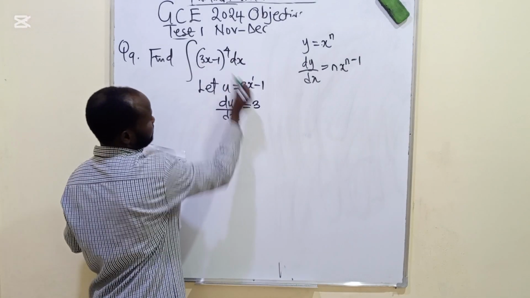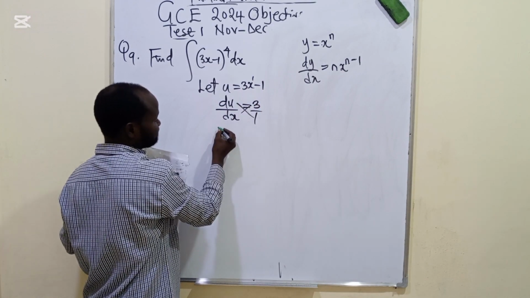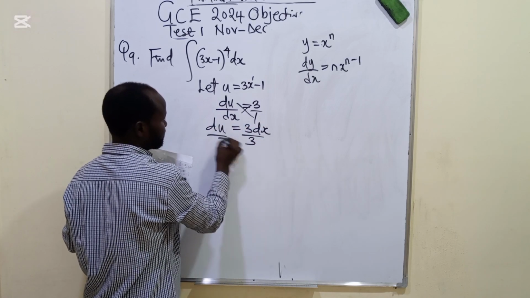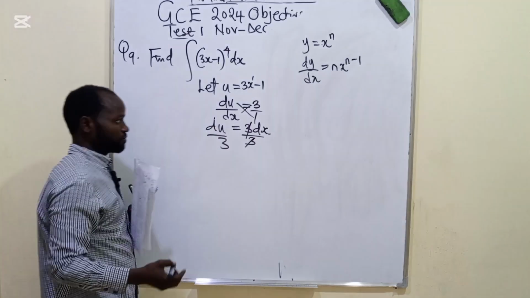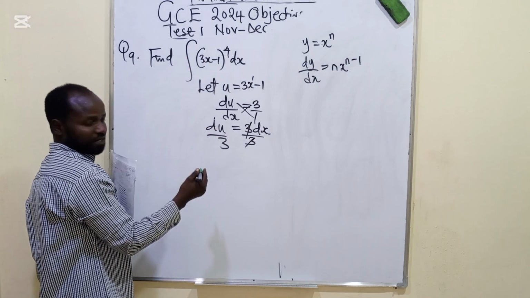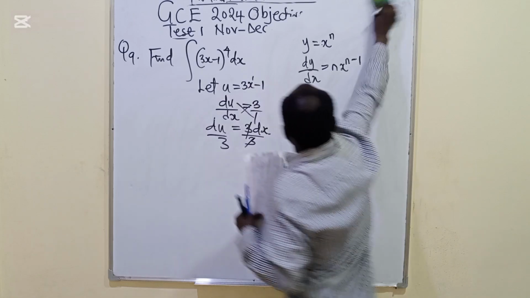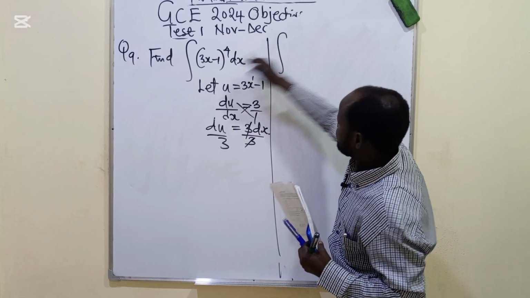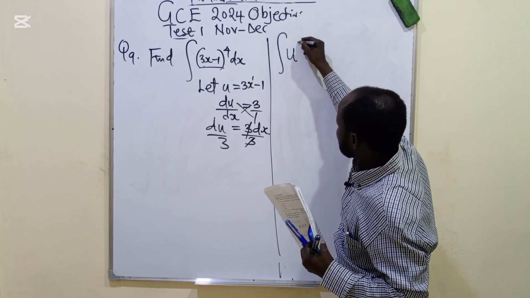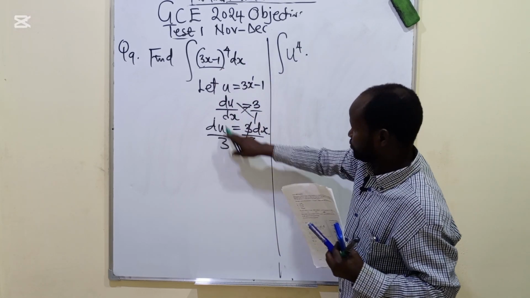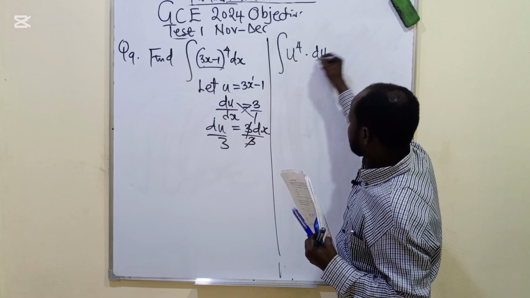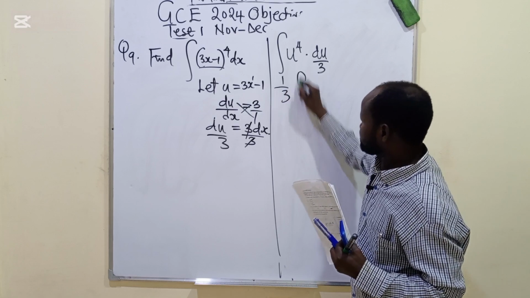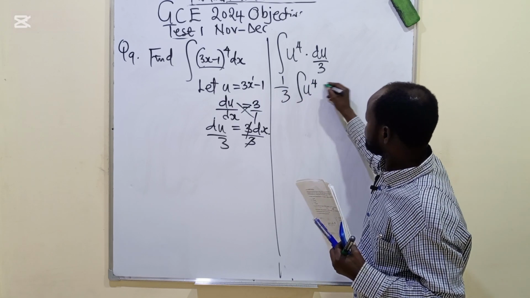Okay, so let's make dx the subject here. We cross multiply. du now will be equal to 3 dx. So we divide both sides by 3. It means dx is du by 3. So let's substitute back. Let me take it here so that we can see it clearly. We'll have the integral of, in place of this now, we put u power 4 times dx, which is nothing but du divided by 3. So we can factor out 1 over 3. So it will be 1 over 3, the integral of u power 4 du.